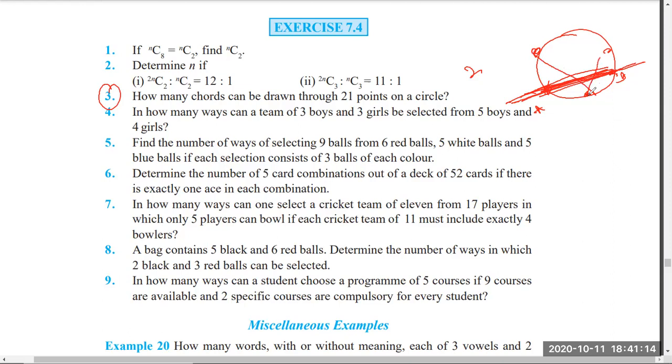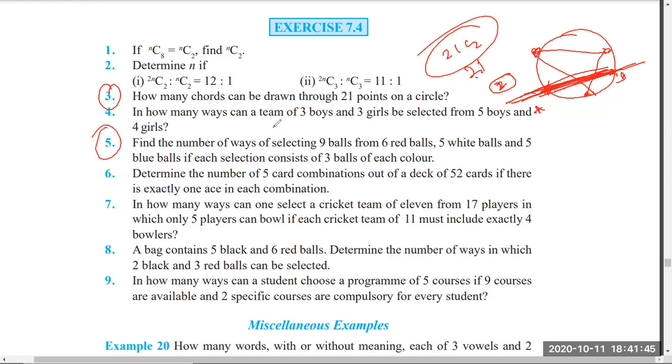Did you understand that? See, AB and BA are the same. There is no point in again finding BA. Once it is done, it is done. 2 points are done. So in a 21-point circle, out of 21 points, the chord can be made with 2 points. Each chord, you need to select 2 points out of 21. That is 21C2, right?